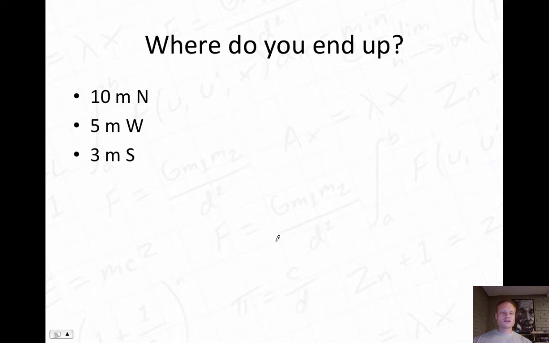So here's just an example. I'm going to go 10 meters north, 5 meters west, 3 meters south. Where do you end up? What is the resultant? That's really the question. What is the resultant vector from adding these 3 individual vectors up? So what ends up happening?